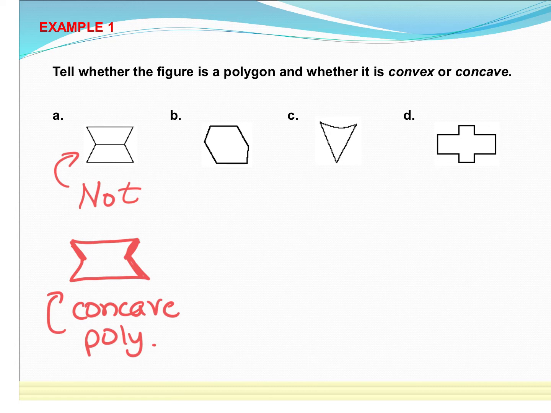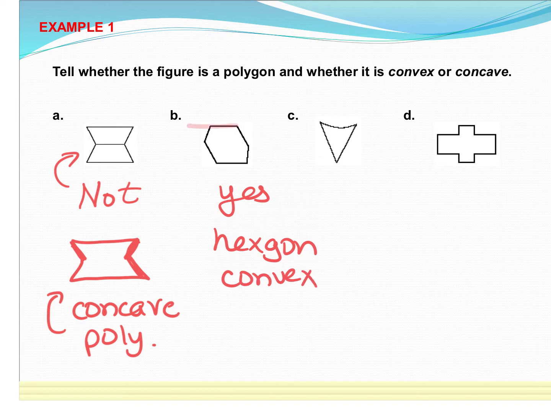The next one, is it a polygon? Yes. Do you know what kind of polygon it is? How many sides are there? 6. What's a 6-sided polygon? Hexagon. Nice. Okay. Is this concave or convex? Convex. Good. All of those vertices are pointing out. And again, you could do that little check and make sure that none of these lines go into the interior, and they don't. Perfect.